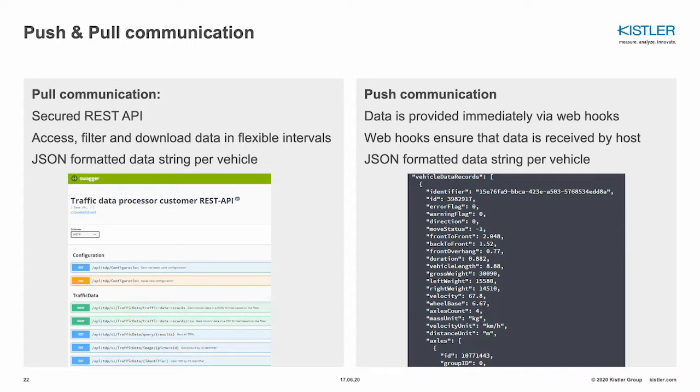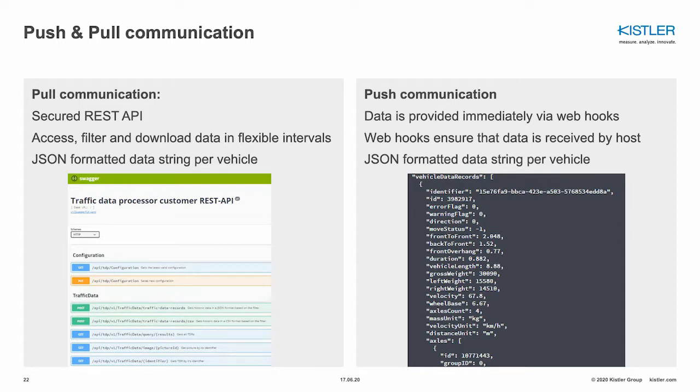KiTraffic Digital offers a secured REST API. There you can access, filter, and download the data in flexible intervals with some standard commands. Kistler provides a quick and easy to understand documentation of this REST API interface based on Swagger, where each command is described precisely and can even be tested out on devices. The data provided for each single vehicle is a JSON formatted data string.